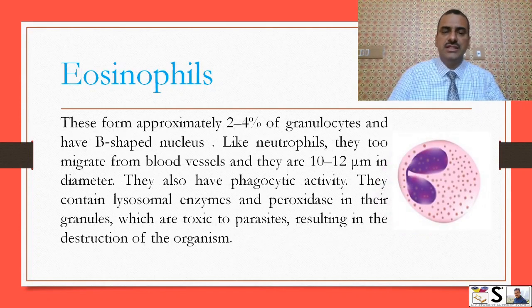Eosinophil. These are approximately 2 to 4% of granulocytes and have a bilobed nucleus. Like neutrophil, they too migrate from the blood vessel and they are 10 to 12 micrometer in diameter. They also have phagocytic activity. They contain lysosomal enzyme and peroxidase in their granules, which are toxic to parasites, resulting in the destruction of the organism or parasites.